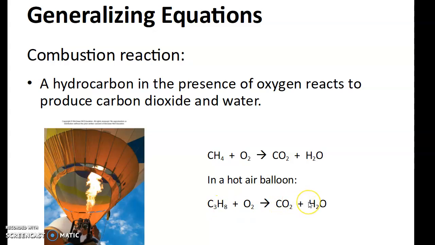You would have 4 here, 4 times 2. So that means with 3 here, you would have 6, plus 4 there, and that would be a total of 10. So you'd have to have a coefficient of 5 in front of this one right here. And this is the formula for propane. Propane is burned to generate heat for a hot air balloon.